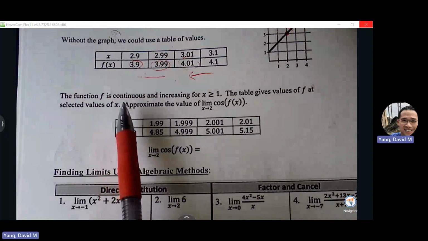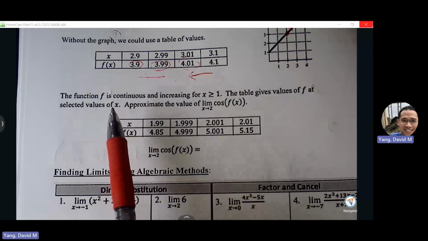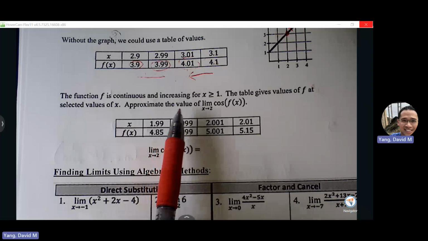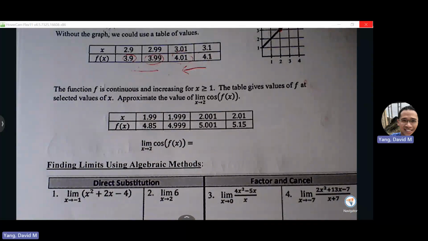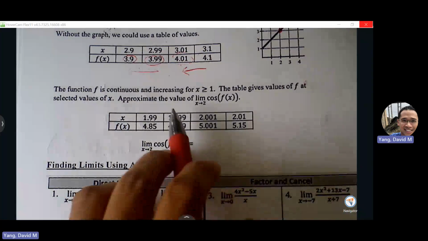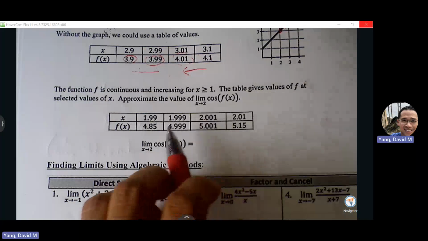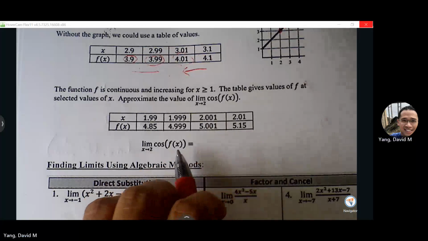Okay, so here the function f is continuous and increasing. The table gives a value of f at selected values of x. Approximate the value of the limit as x approaches 2 of cosine of f of x. We don't have to do anything with the calculator. We just have to look at the table here. So here, my x value is clearly approaching 2, and my y value is approaching what? 5 from both sides, right?